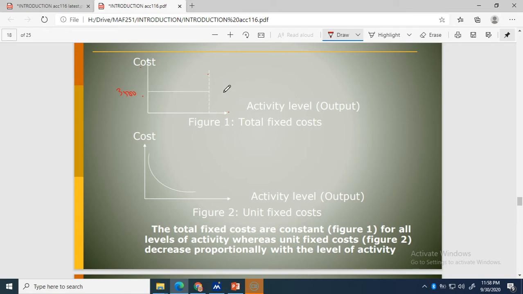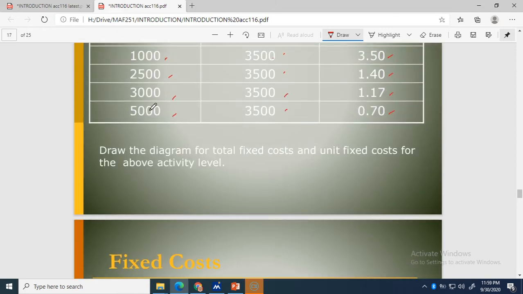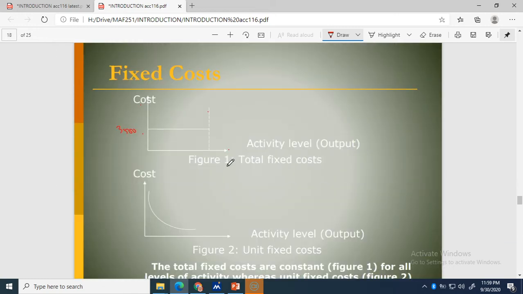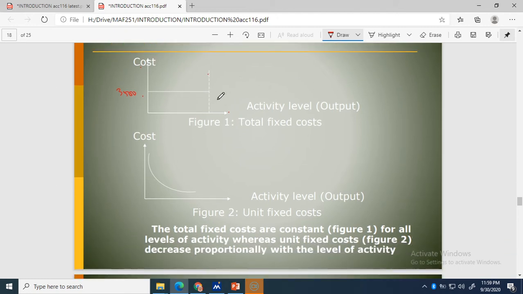For example, rental of a factory. Let's say the maximum capacity of the factory is 10,000 units. If you produce more than 10,000 units, let's say 11,000, the cost is not 3,000 anymore. It may increase because the maximum capacity of the factory is 10,000. If you produce 11,000, you have to rent a bigger space. A bigger factory will incur a larger cost, so it will change.